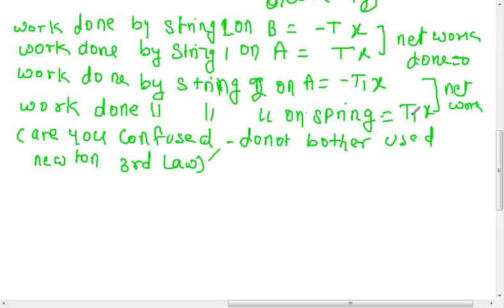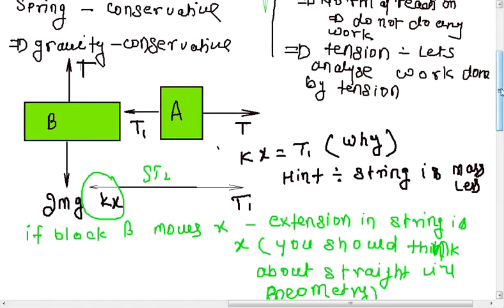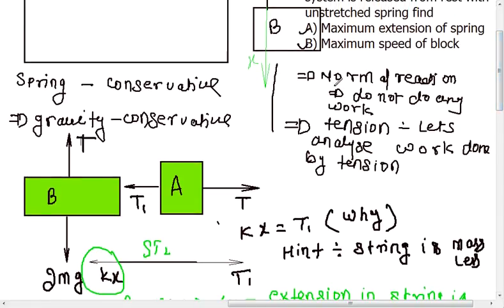This will be the summation of these two guys, so this will be 0. Now what we had analyzed is that normal reaction does not do any work. Why? Find it by yourself. Think about the dot product.